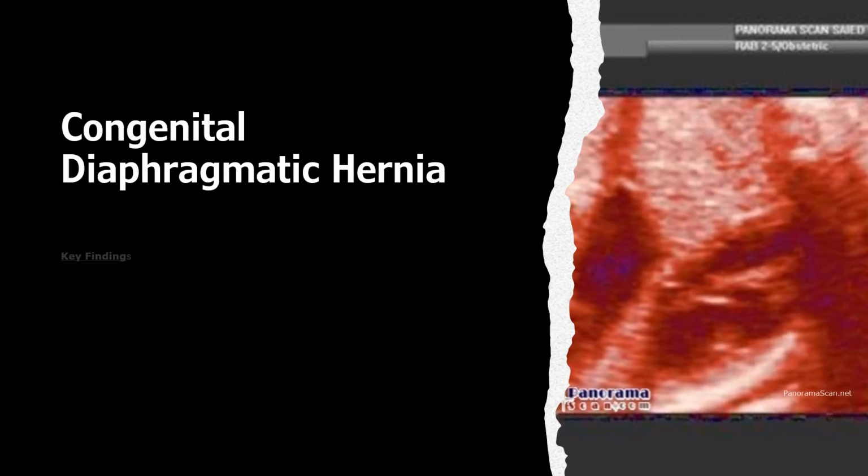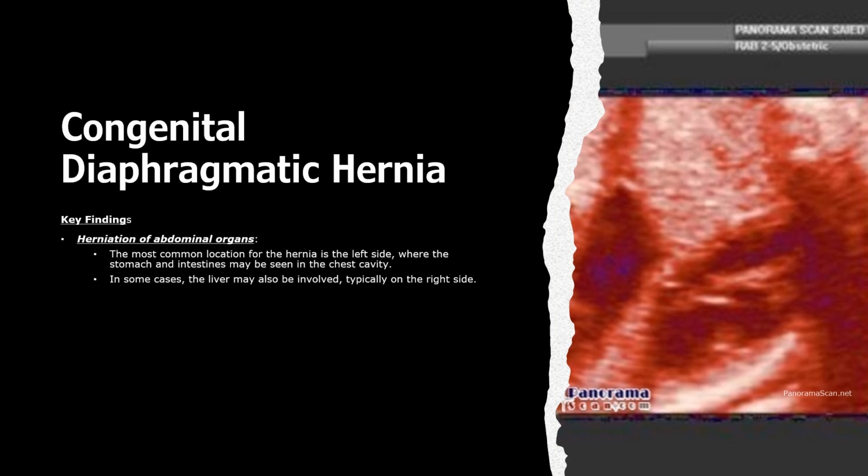Now let's go over the key findings associated with congenital diaphragmatic hernia on ultrasound. The first major finding is the herniation of abdominal organs into the chest cavity. The most common location for this herniation is the left side, where the stomach and intestines can be seen. In some cases, the liver may also be involved, although this typically occurs on the right side.